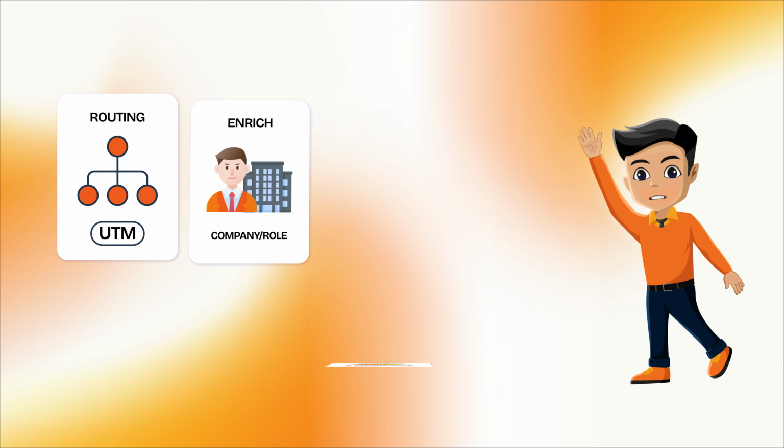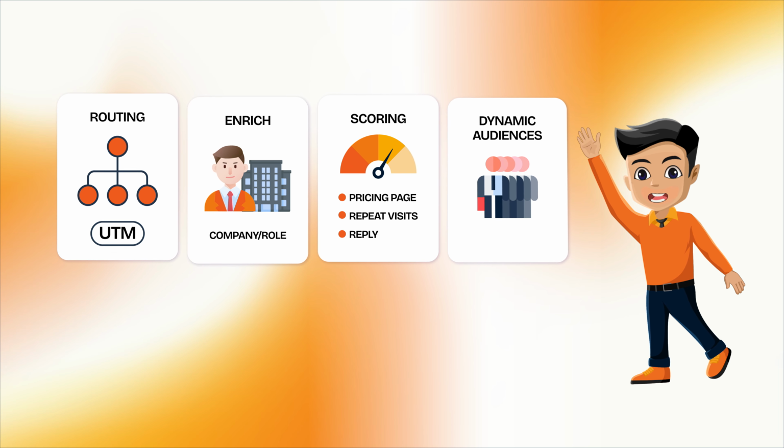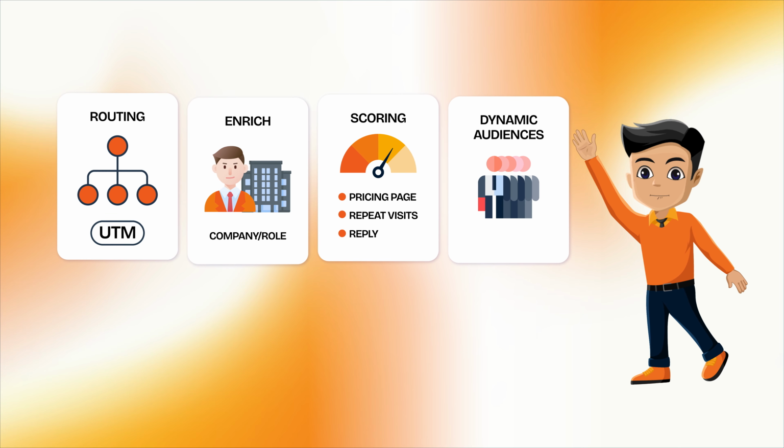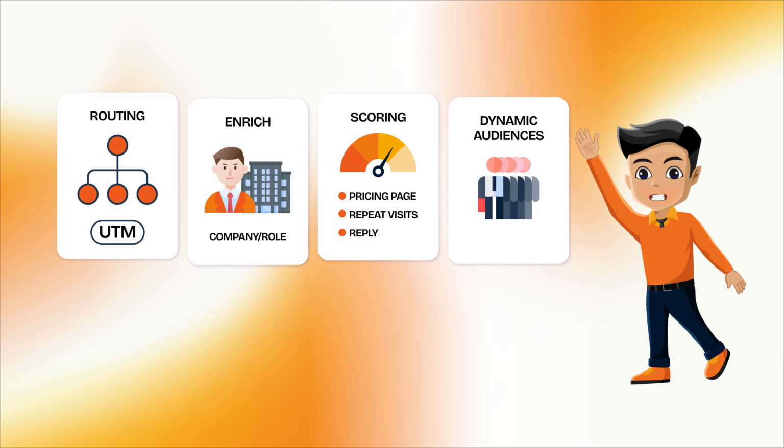Automation layer. Keep it lightweight first. Routing: form to CRM to ESP with UTM stamping. Enrichment: auto-enrich company and role to prioritize outreach. Scoring: a simple score on high-intent behaviors, pricing page views, repeat visits, reply to nurture, then route to sales assist.